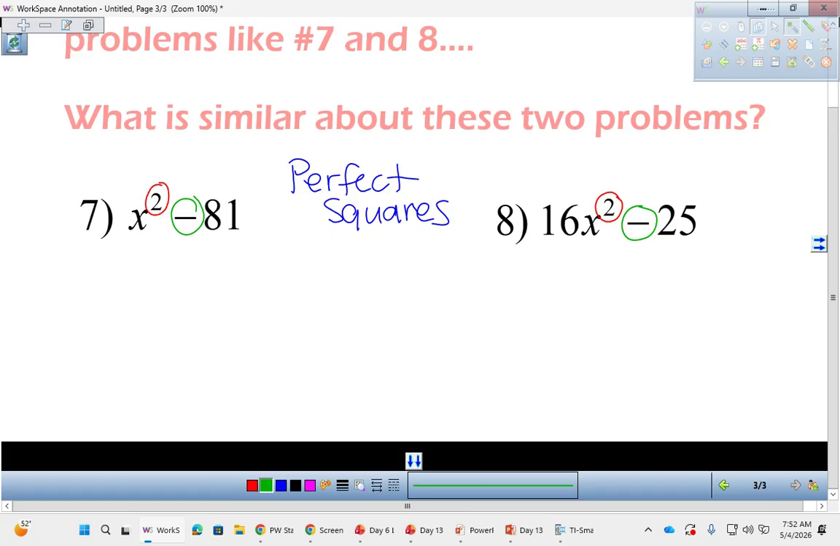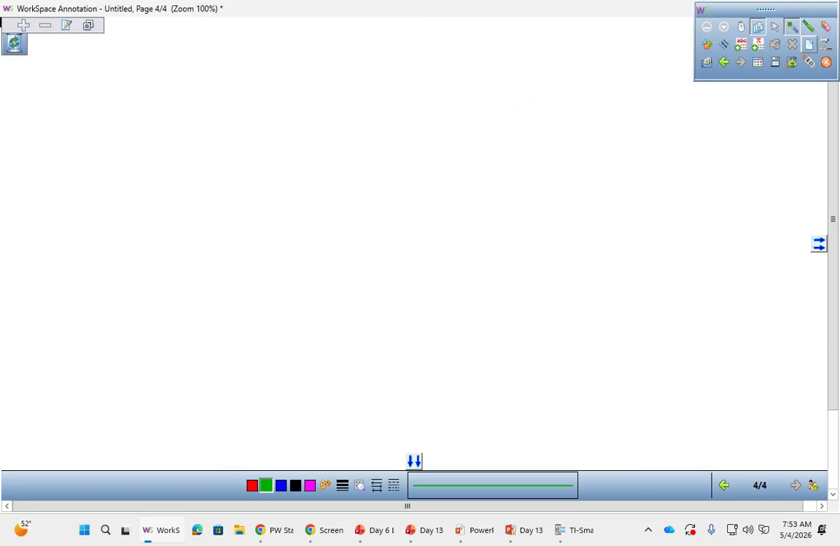The name of the process is called differences, subtraction, of perfect squares. And you'll hear me call it DOPS, differences of perfect squares. So subtraction of perfect squares, okay? It's very specific to that method, or to those numbers. They have to be subtraction. They have to be perfect squares. So let's just do a quick refresh of what our perfect squares are.